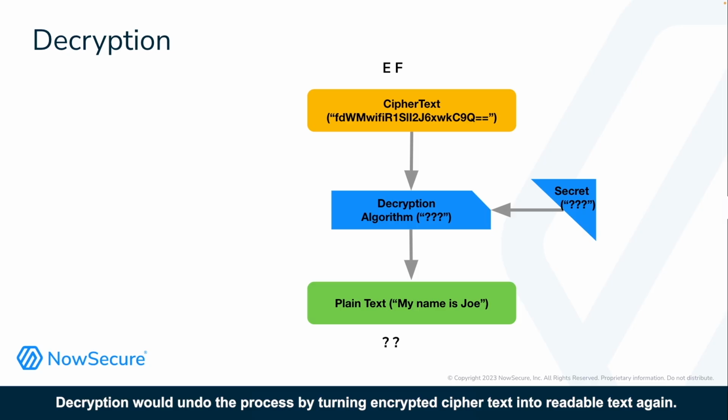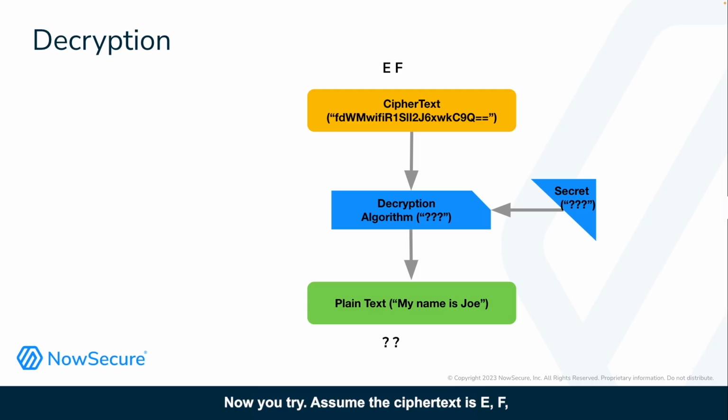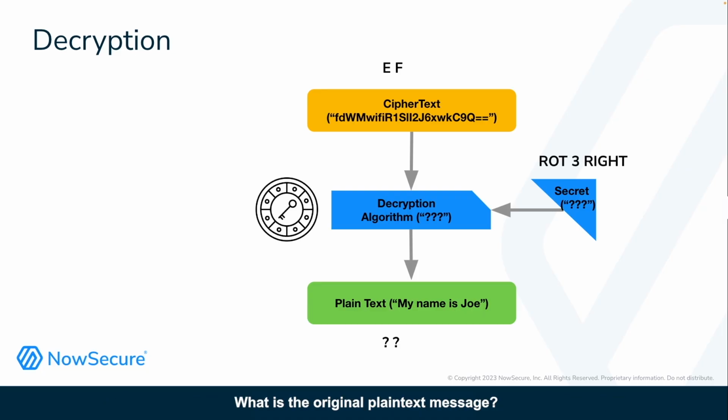Decryption would undo the process by turning encrypted ciphertext into readable text again. Now you try. Assume that the ciphertext is EF, and the secret algorithm to decrypt it is to shift each letter 3 letters to the right. What is the original plaintext message? EFGH. So the decrypted text would be E becomes H and F becomes I, which results in the word hi.